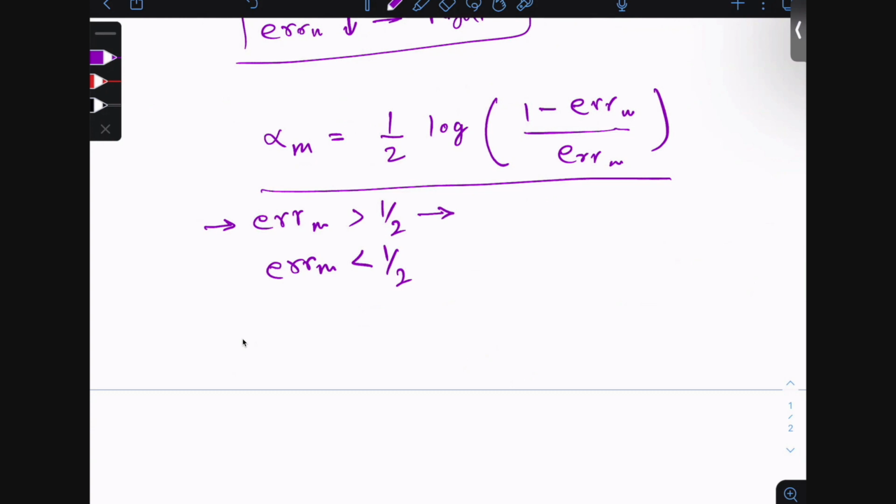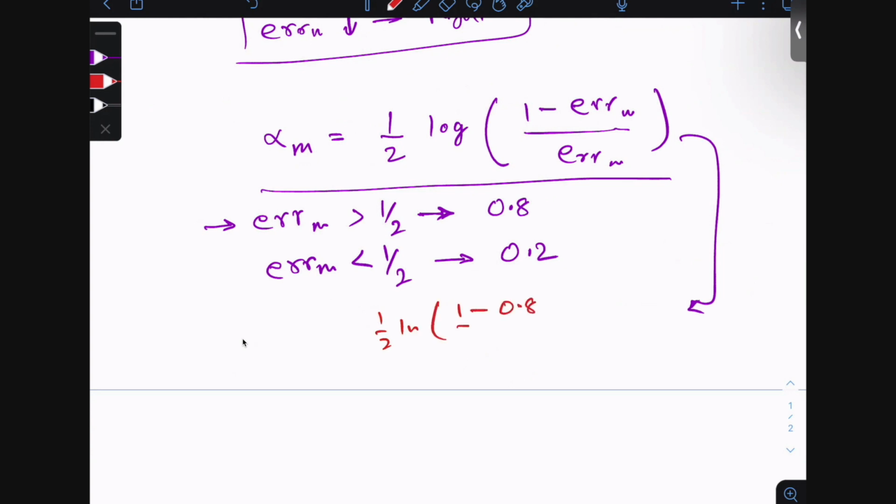That it's a good prediction. It's predicting at least more than a random classifier, right? Correct? It is predicting more than a random classifier. What will happen? Let's try to see it with an example. If error rate is greater than half, let me take an example of 0.8. If error is less than 0.5, let me take an example of 0.2. Okay, these two cases, and we'll try to evaluate this particular thing. Okay, so half log (1 minus 0.8) by 0.8, right?